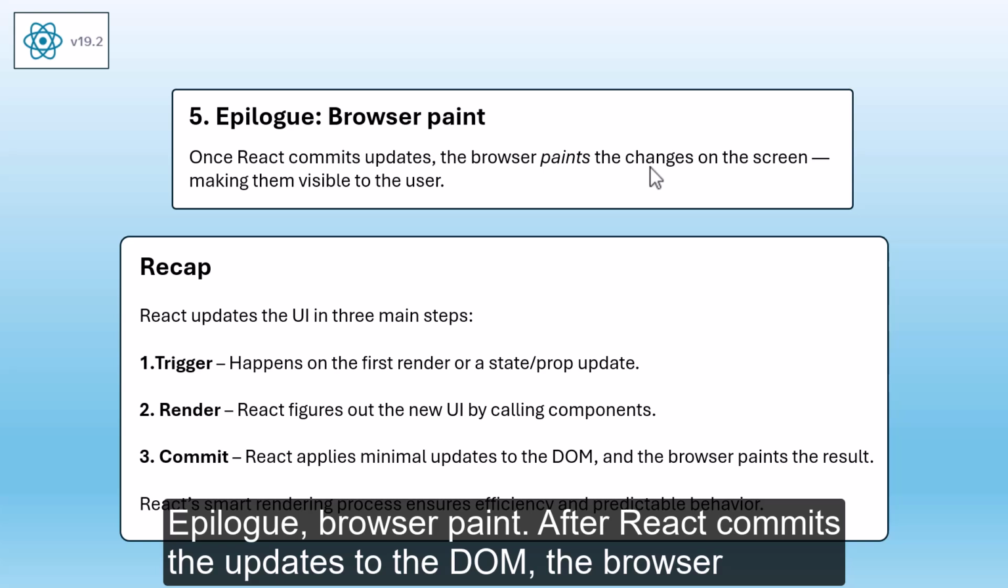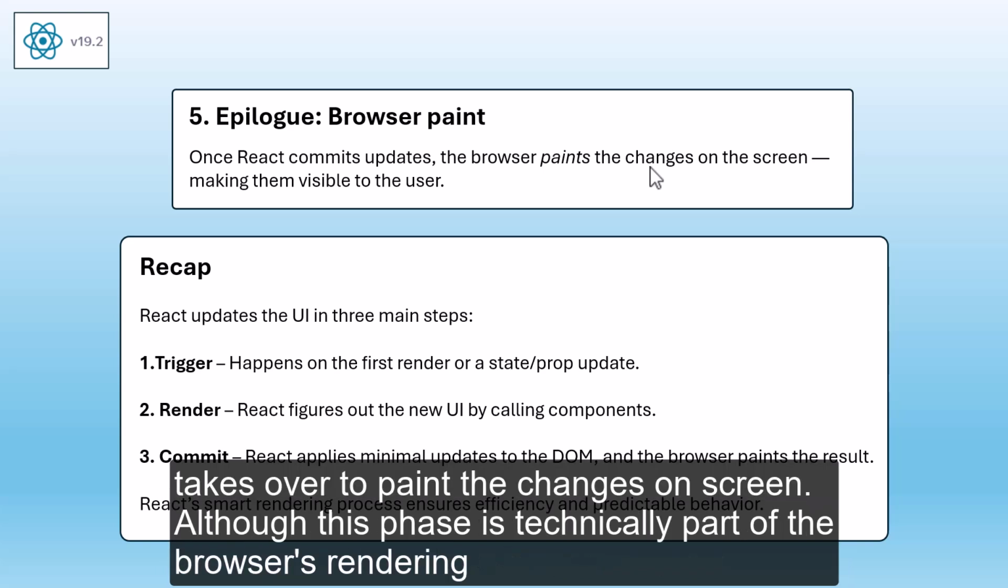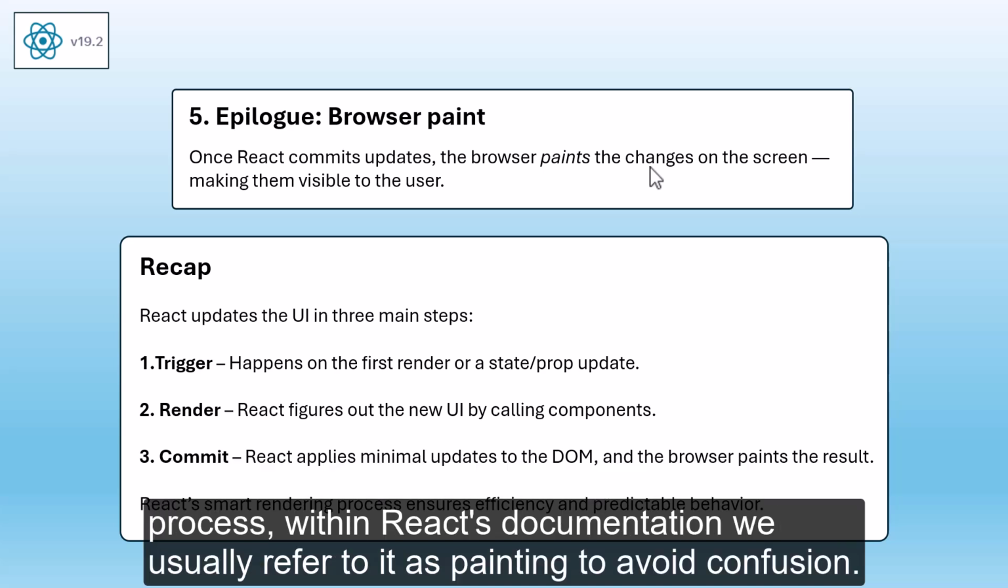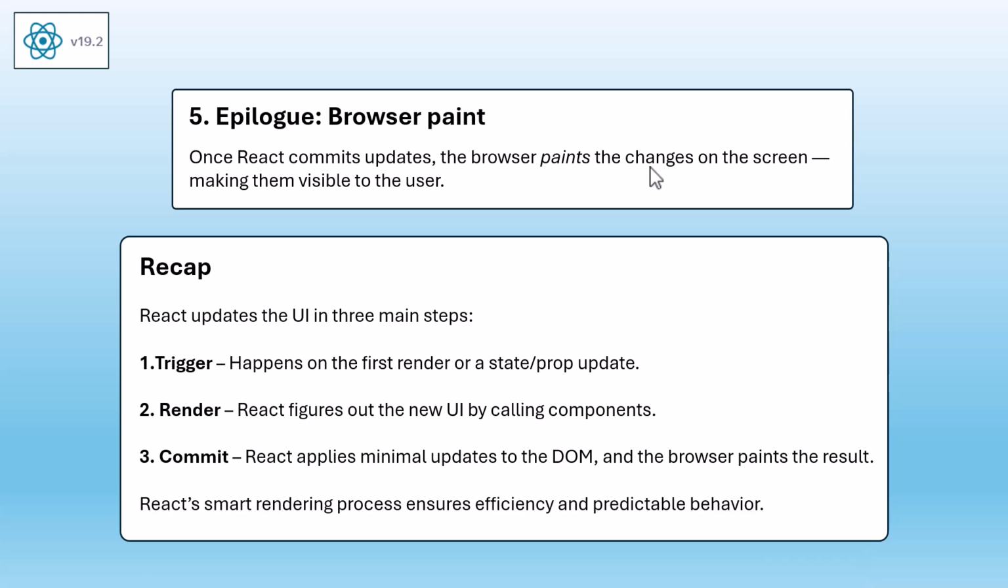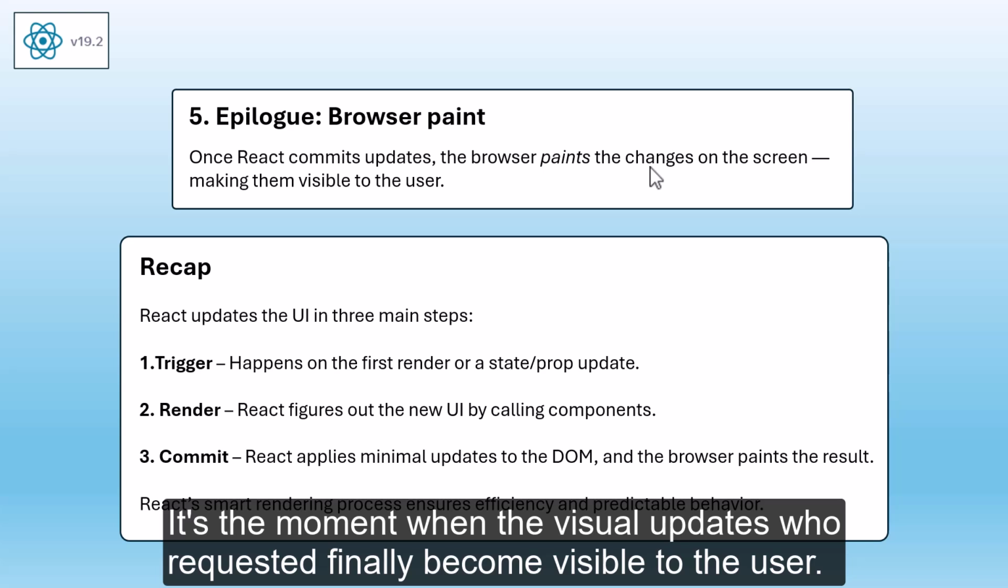5. Epilogue: Browser paint. After React commits the updates to the DOM, the browser takes over to paint the changes on screen. Although this phase is technically part of the browser's rendering process, within React's documentation we usually refer to it as painting to avoid confusion. It's the moment when the visual updates you requested finally become visible to the user.